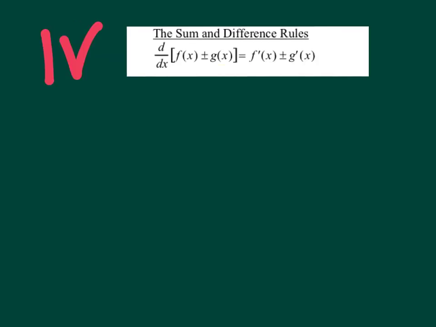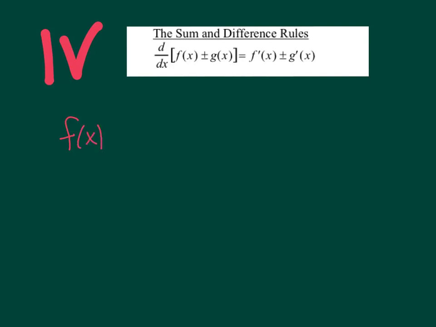All right, our fourth and final rule is the sum and difference rule. So basically this rule says if you're taking a derivative of a function plus or a function minus another function, basically take the derivative of the first one, then put your plus or minus sign, the derivative of the second one. So again, let me give you a quick example.